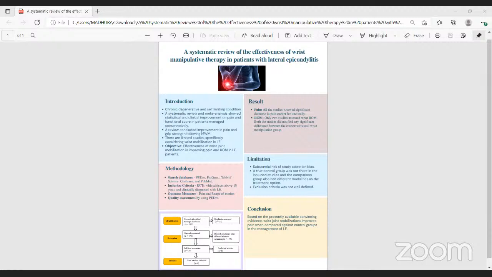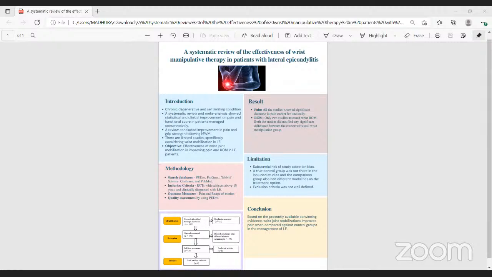Another recent review by Lucado et al. concluded that there was evidence to support MWM or Mills manipulation as an intervention to reduce pain in lateral epicondylitis. But there are limited studies specifically considering wrist mobilization in lateral epicondylitis. Hence, the goal of this systematic review was to see if wrist joint mobilization improves pain, range of motion, and disability in patients with lateral epicondylitis.